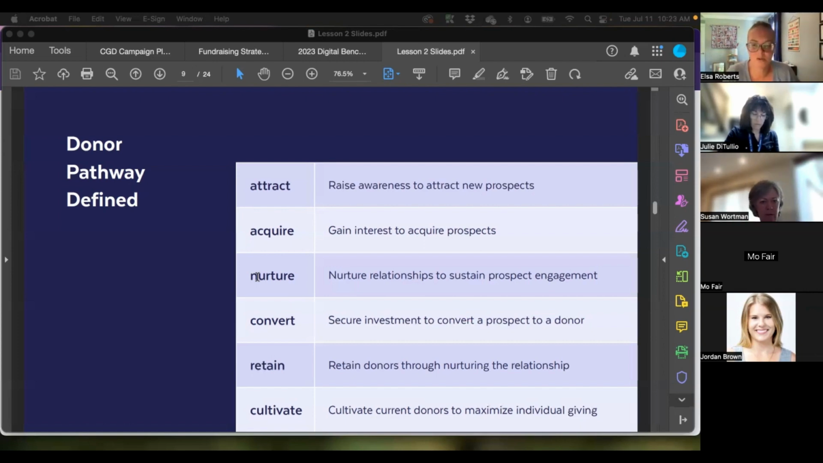Cultivate is related to retention, but I like to split it out because it's really about how you can not only nurture the relationship and cultivate it further, but also upsell, getting folks to become more invested, either through increasing their giving year over year, or whatever other goal you have in mind for your multi-year donors. What do you want them to do next? The cultivate stage is where you're really focused on that.